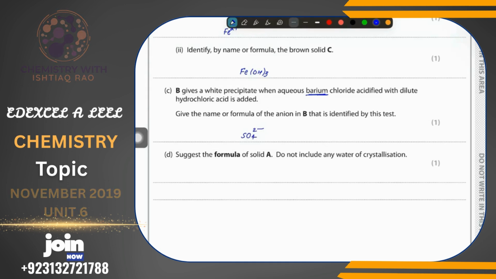Suggest the formula of solid A. Now we know the cation and anion, so we have to write down the overall formula. We have ammonium, we have iron, and we have sulfate as well. The iron is 2 and the ammonium is 2, so I'm supposed to write 2 and then 2.